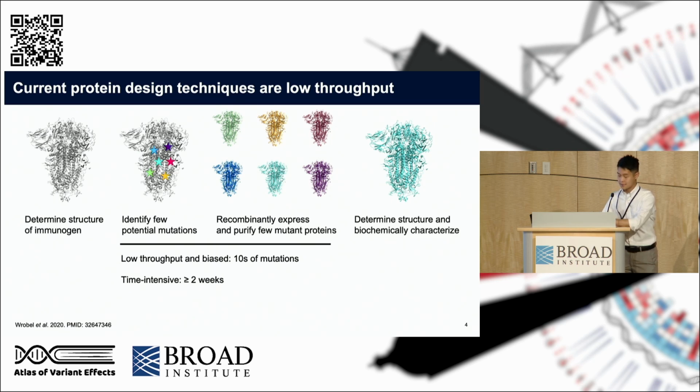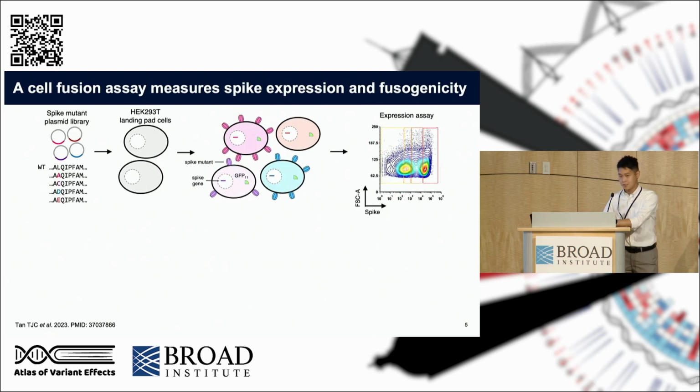The current vaccine design pipeline is slow in throughput and biased because only a few mutations are selected and tested. It is also time intensive because identifying mutations, expressing, and purifying recombinant proteins usually takes at least 2 weeks or even longer depending on your lab's capacity. So to overcome the challenges of current vaccine immunogen design techniques, we developed a systematic high-throughput method based on deep mutational scanning to screen for pre-fusion stabilizing mutations.